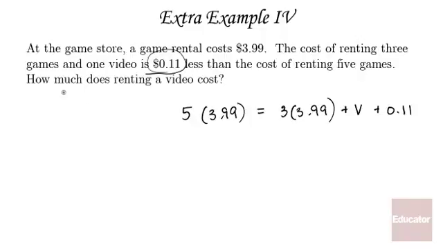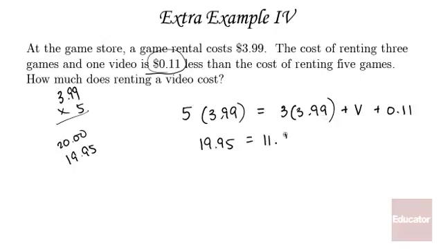So now let's do our multiplication here. $3.99 times 5. You can think about it as 5 times $4, which is $20, subtract 5 cents. So it's going to be $19.95. That's using the distributive property from one of our previous lessons. So $19.95 equals, and then you can say 3 times $4 is $12. Subtract 3 cents would be $11.97, plus the video plus the 11 cents to make up the difference.